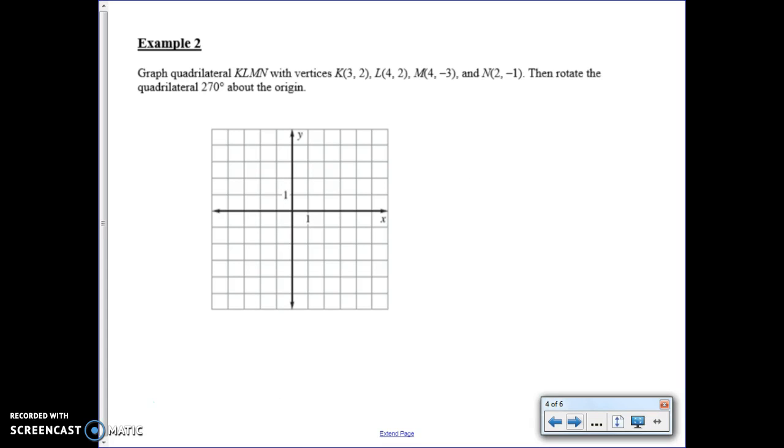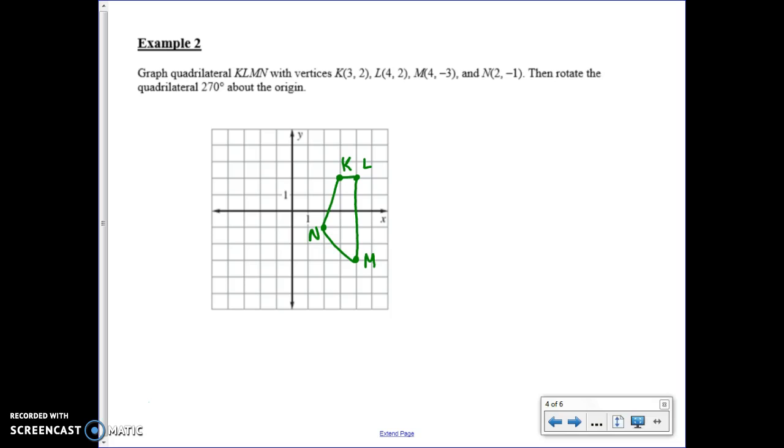Okay, so it says graph this quadrilateral. So I'm going to go ahead and plot K, L, M, N. So 1, 2, 3, 1, 2 is point K. 1, 2, 3, 4, 1, 2 is point L. 1, 2, 3, 4, 1, 2, 3 is point M. And 1, 2, negative 1 is point N. So there's my original figure.